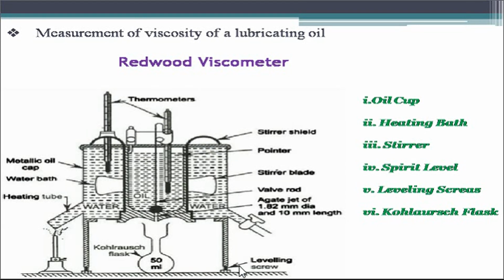Then leveling screws are there at the bottom. The entire apparatus is raised on these 3 legs. At the bottom these screws are provided. And lastly, this is a Kohlrausch flask, 50 ml Kohlrausch flask. It is a specially shaped flask used for receiving oil from the jet outlet. Its capacity is 50 ml. Let us start with the working.